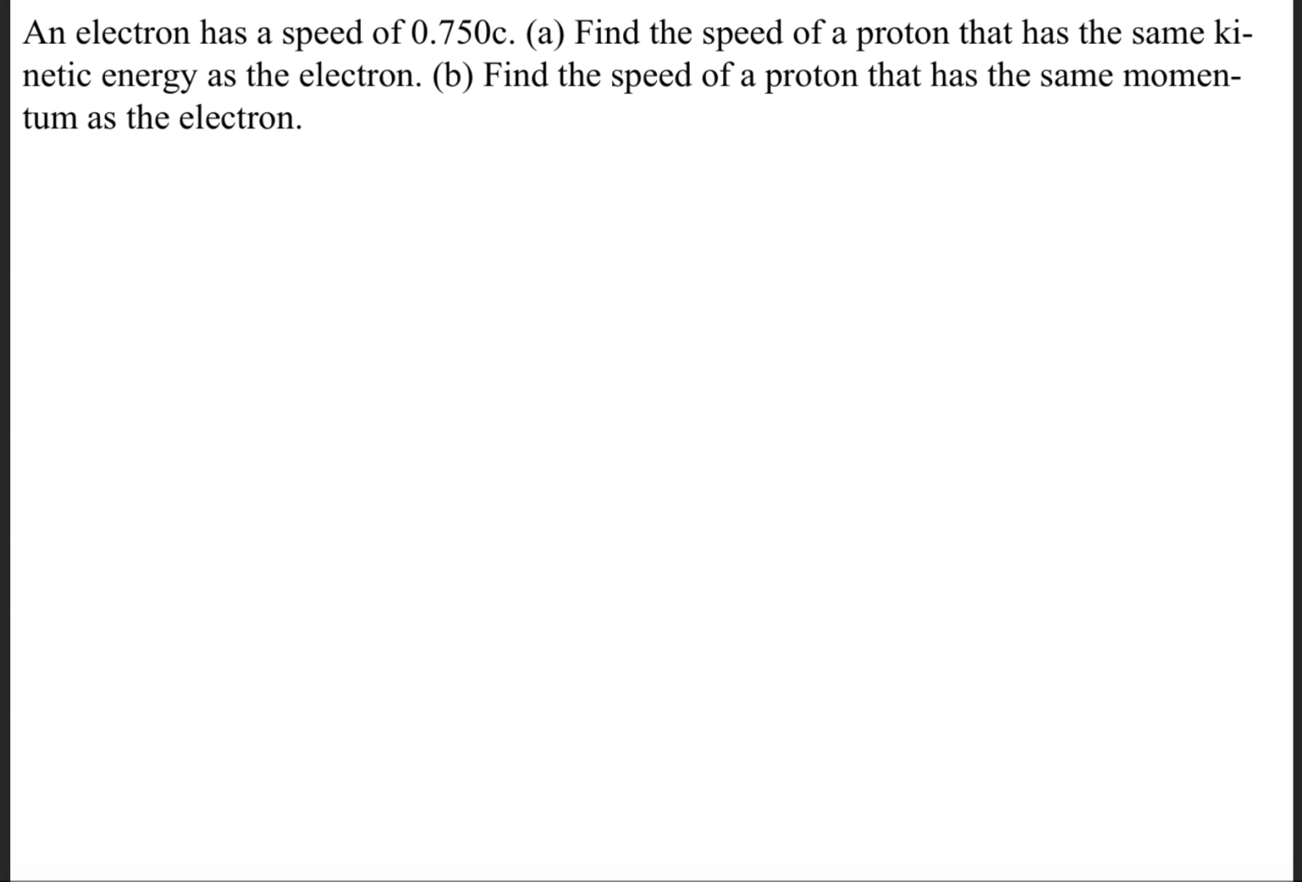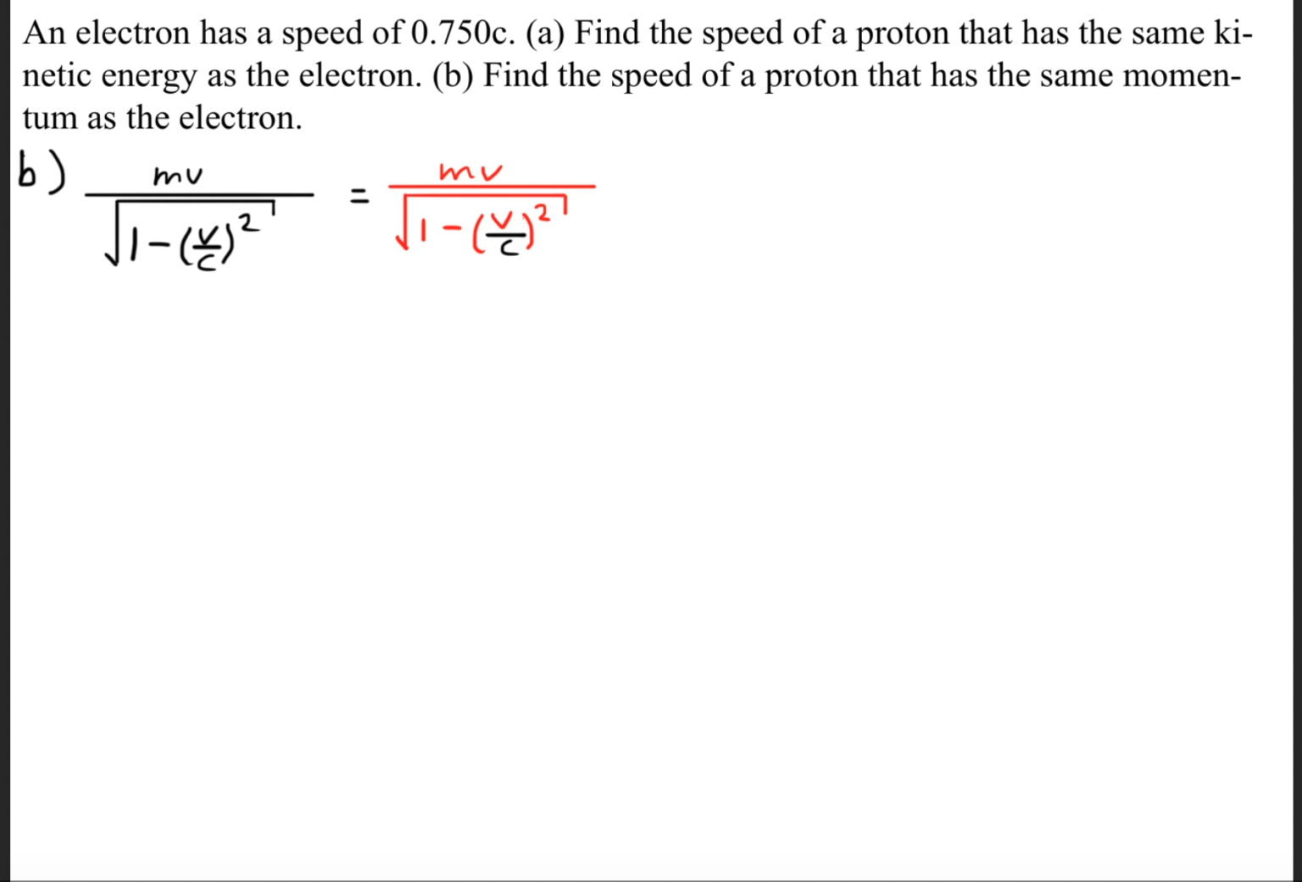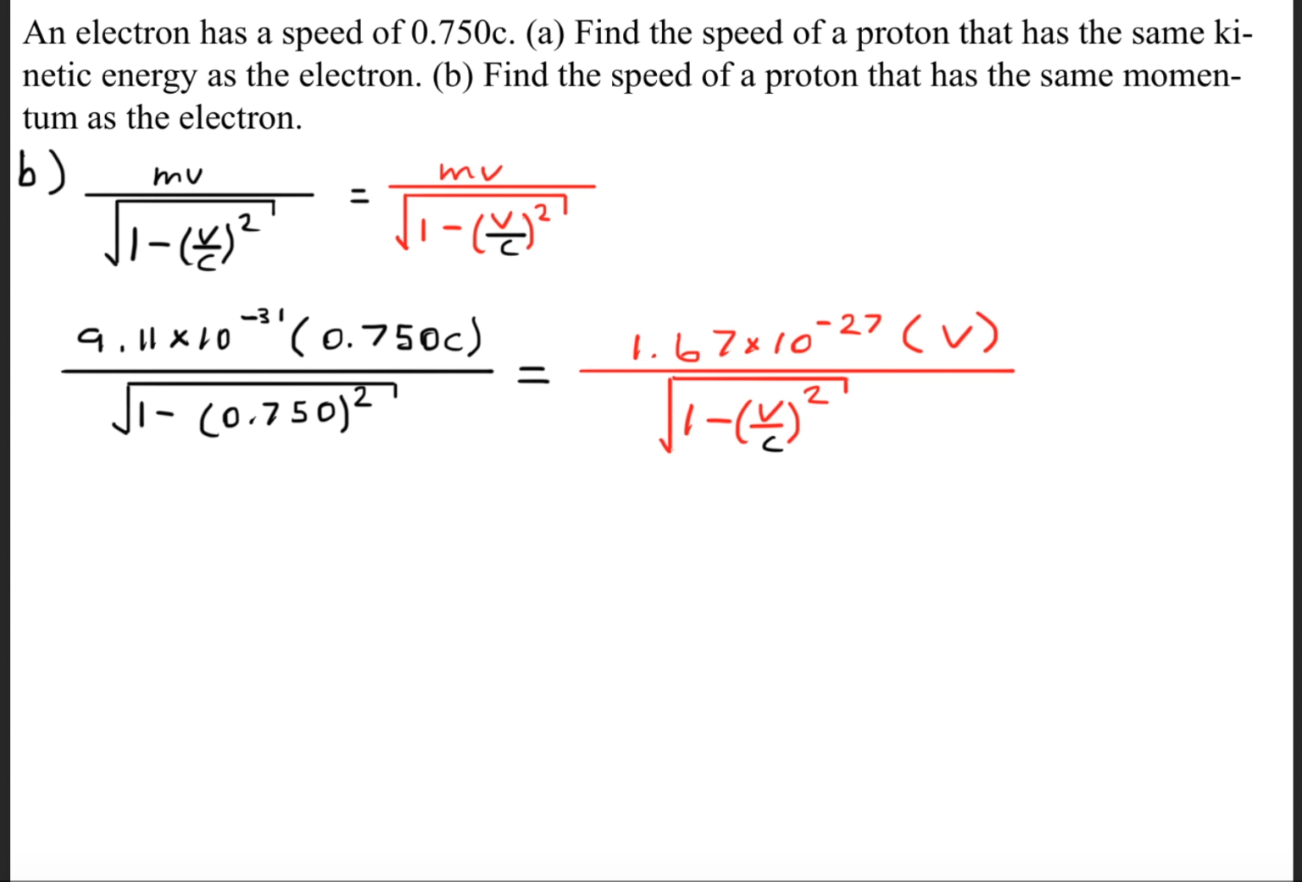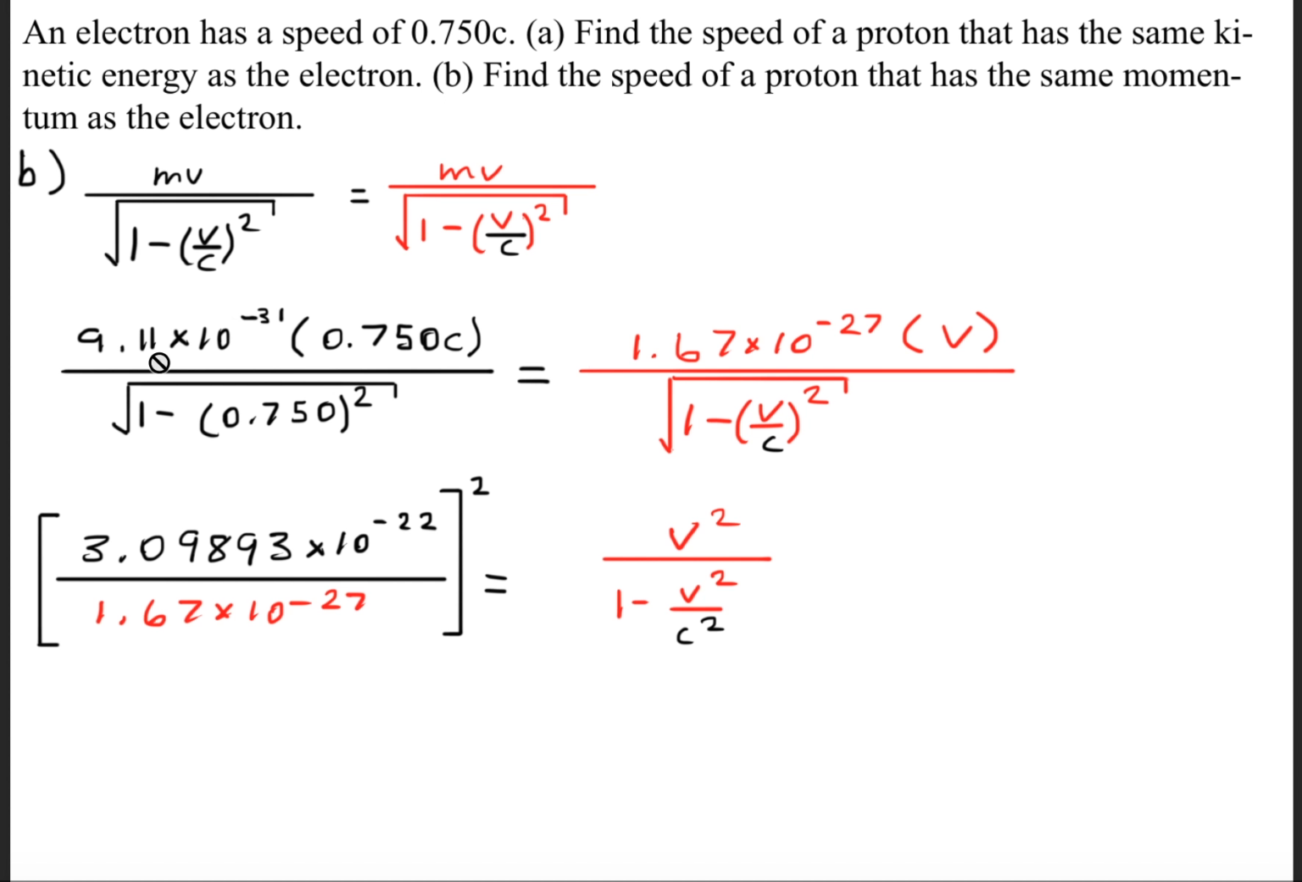On to part B. It says find the speed of a proton that has the same momentum as the electron. Once again, we have to use the relativistic momentum, and that is mv divided by the square root of 1 minus v squared over c squared. And again, in red, this represents the proton, and in black, this represents the variables for the electron. I plugged in all the masses and the speeds, and then I condensed this form right here. So all these numbers right here become 3.09893 times 10 to the minus 22.